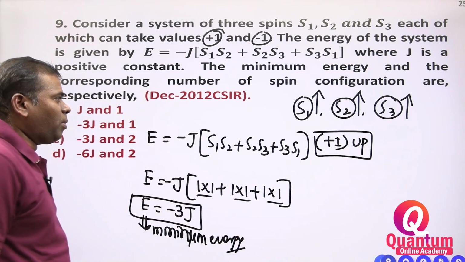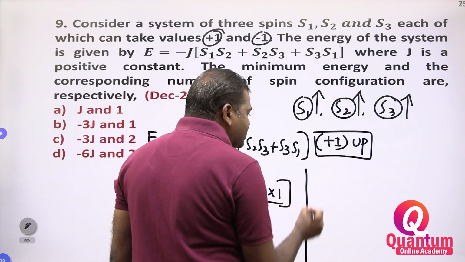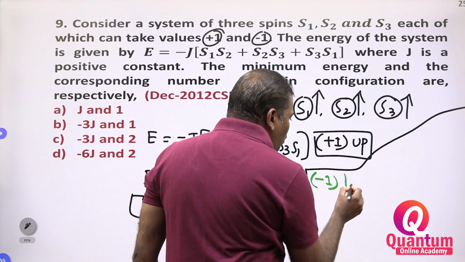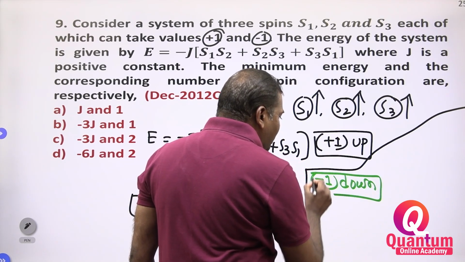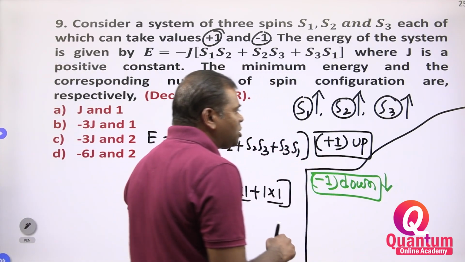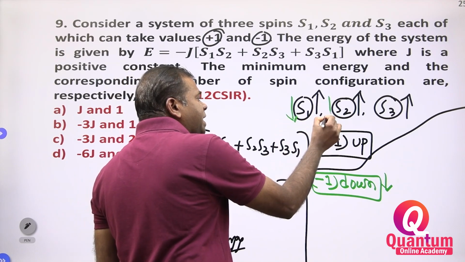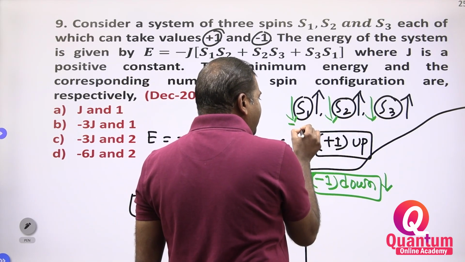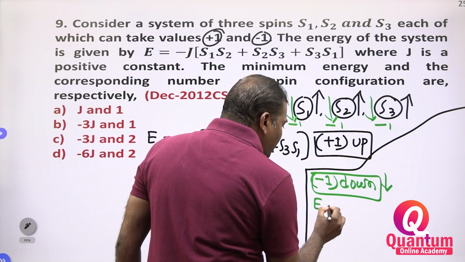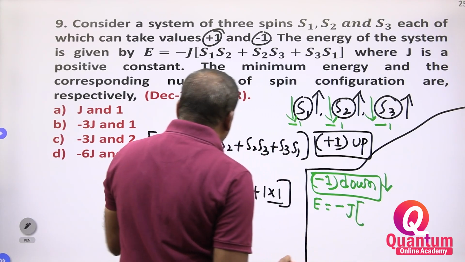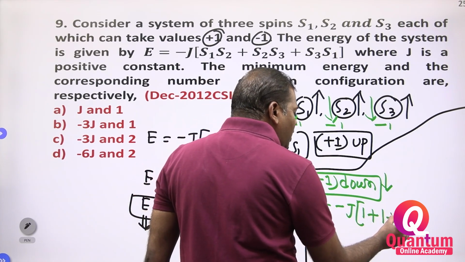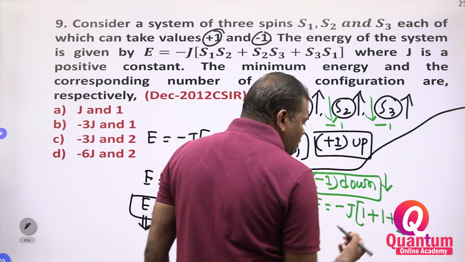This is the Ising model problem. Next, one more possibility is there. What is that? -1, the down spin. If you consider the down spin, what will happen? If all spins are down, that means -1, -1, -1. Then you substitute E is equal to -J into ((-1)(-1) plus (-1)(-1) plus (-1)(-1)), and each product is equal to 1.